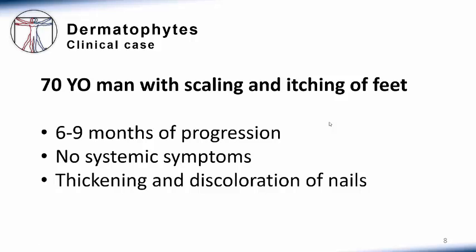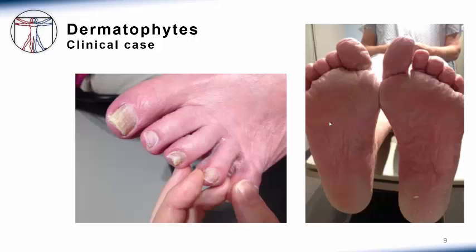Let's begin with a simple and exceedingly common patient case of a 70-year-old man who is otherwise well, but who comes to see you with scaling and itching of his feet. The symptoms have progressed over several months and include thickening and discoloration of his nails. He has absolutely no systemic symptoms referable to this condition.